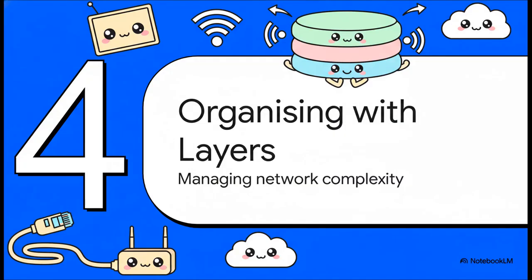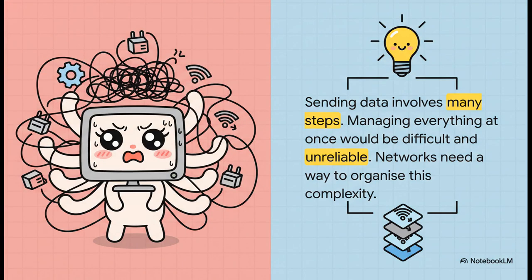Okay, so we've got all these different protocols for different jobs. How is all of this complexity managed? The solution is to organize the communication process using layers. You see, sending even a simple piece of data across a network involves many different steps. If a system tried to manage all of those steps at once, as one single process, it would be incredibly difficult. And frankly, it would likely be very unreliable.